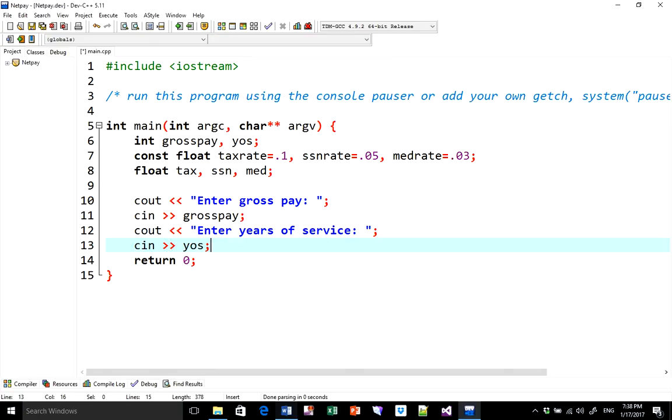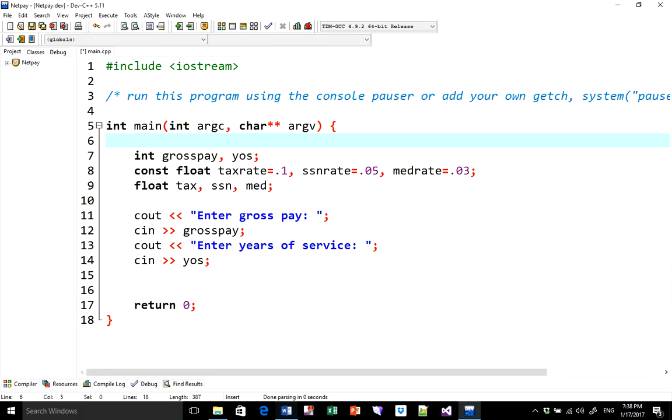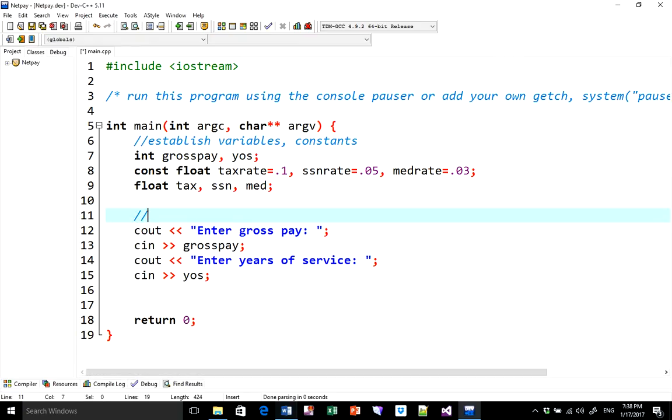So now that we have our inputs, what's the next step? Make the calculations, how the variables interact with each other. Or, excuse me, not the data. You could also define the years of service parameters.